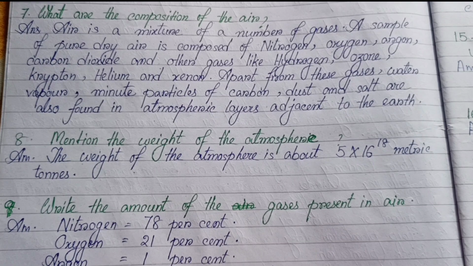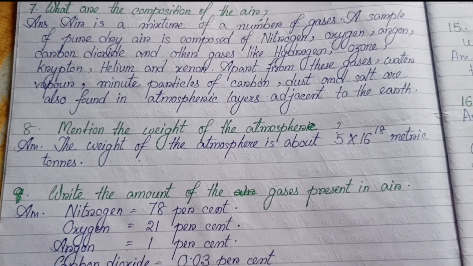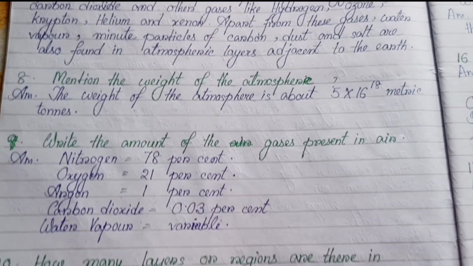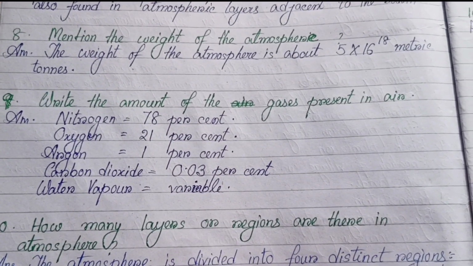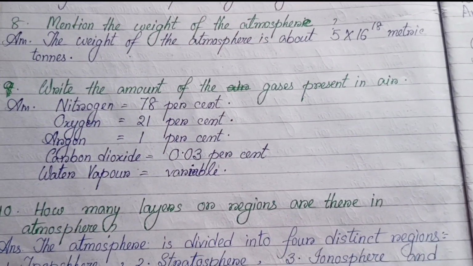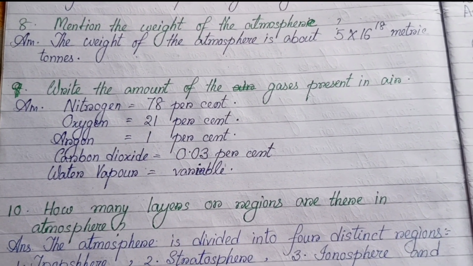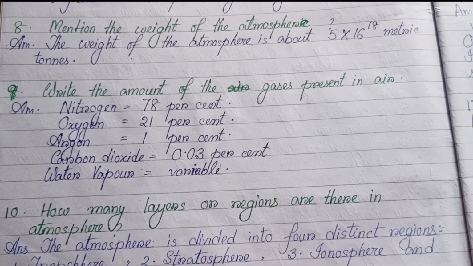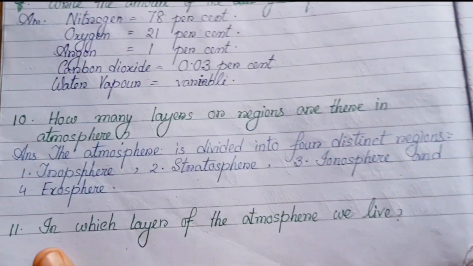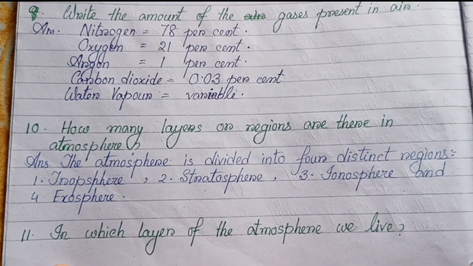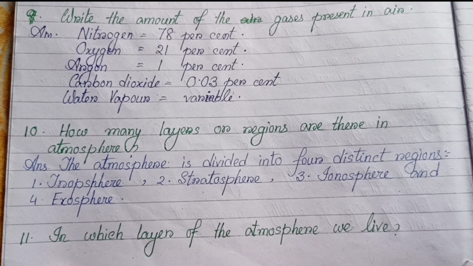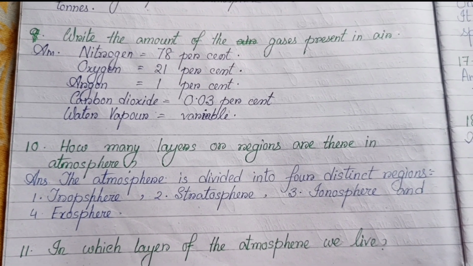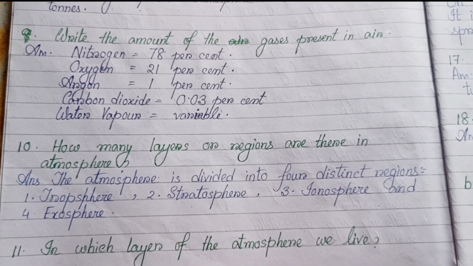Number 8, mention the weight of the atmosphere. The weight of the atmosphere is about 5 into 10 to the power 18 metric tons. Number 9, write the amount of the gases present in air. Nitrogen 78%, oxygen 21%, argon 1%, carbon dioxide 0.03%, water vapor variable. Number 10, how many layers or regions are there in the atmosphere? The atmosphere is divided into 4 distinct regions: troposphere, stratosphere, ionosphere and exosphere.